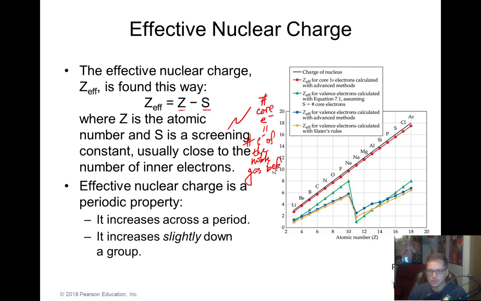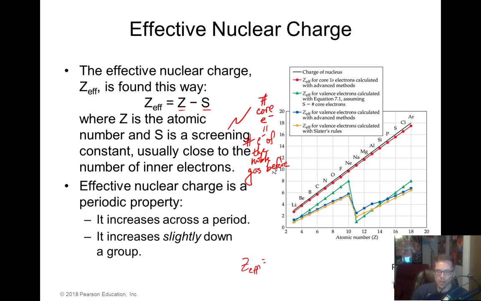All right, so anyway, if you look at this here, as we go across the periodic table, it starts with lithium. The green line with the triangles is using this formula, so really pay attention to it right now. Let's just calculate a few of these so you can get an idea of how it works. Z effective is equal to Z minus S.